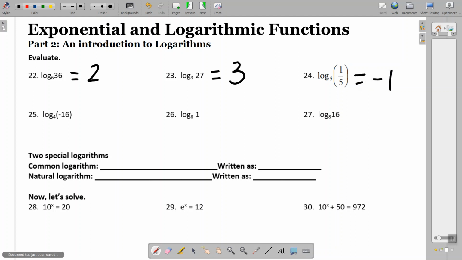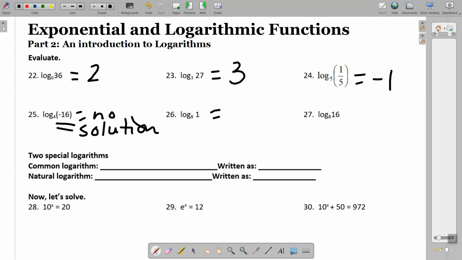Now, this is an interesting one. What power could I put on 4 to get negative 16? I'm never going to be able to raise a positive base, and all of these will always have positive bases, to any power and get negative 16. So that's a good thing to know if you can wrap your brain around that: if you have a negative in a logarithm, it's going to be undefined or no solution.